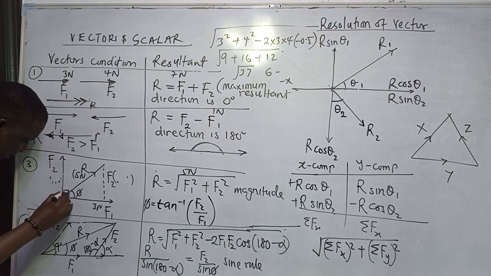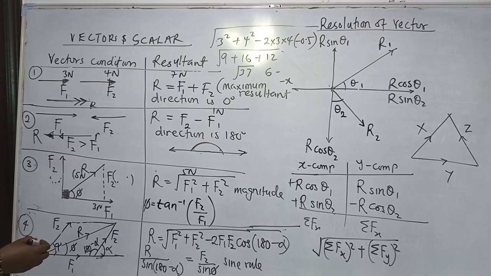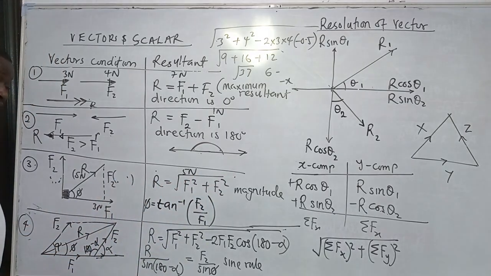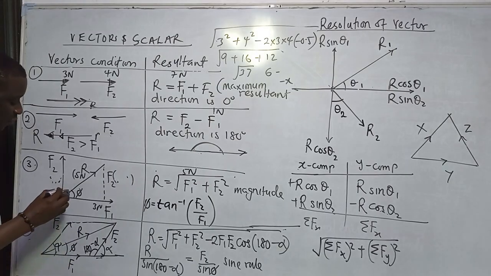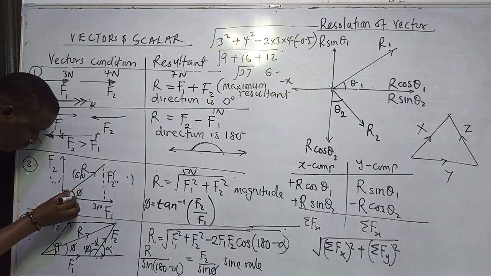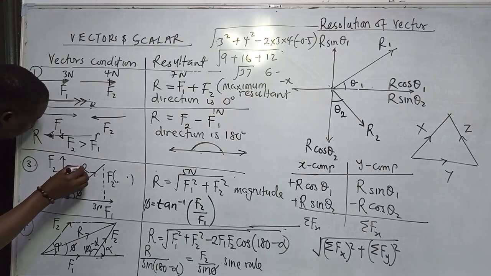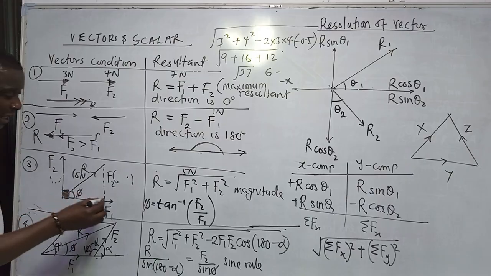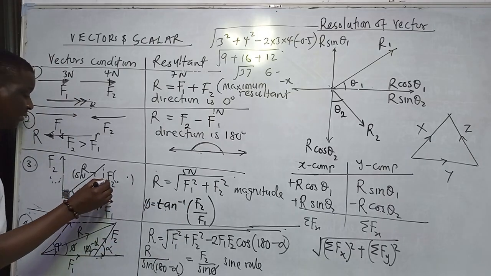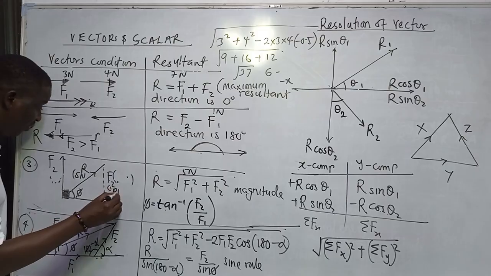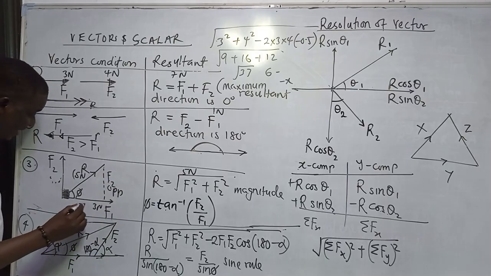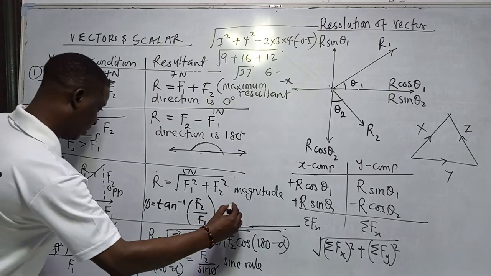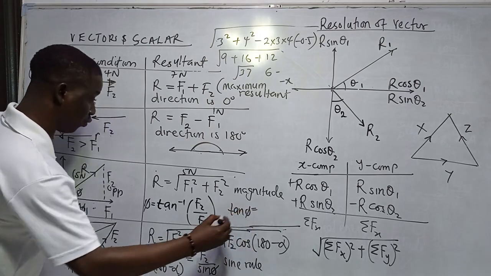But if they are at right angle, it means 90 degrees. If they are at right angle to each other, to solve their resultant you use Pythagoras theorem. Then when you use Pythagoras theorem to solve their resultant, this will be the direction of this resultant. So how do you find the direction? Direction is tan inverse. Don't forget, here is opposite, and here is adjacent. So if I want to find tan phi, tan phi is equal to opposite over what?